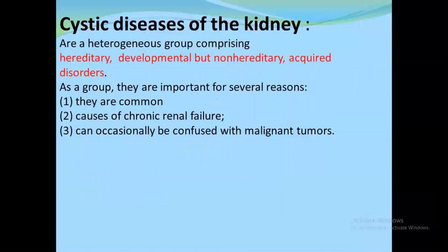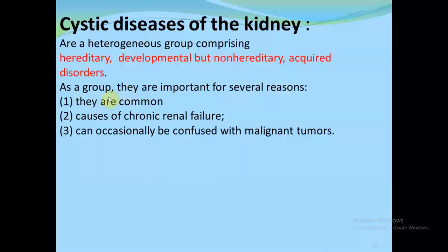Cystic diseases of the kidney. Here we have the three categories of cystic disease. These are either hereditary, which is associated with genetic defects; developmental but non-hereditary, which develop during intrauterine life during embryogenesis. There is defect in formation of kidney and there will be cystic structures formation, but not genetic. There is no gene defect. And we have acquired disorders.